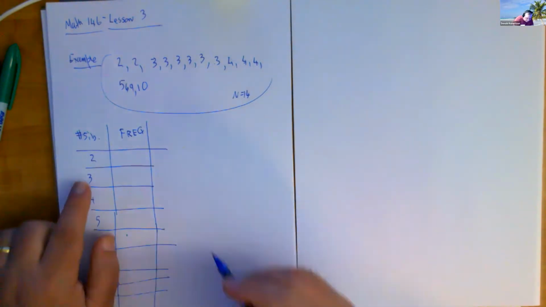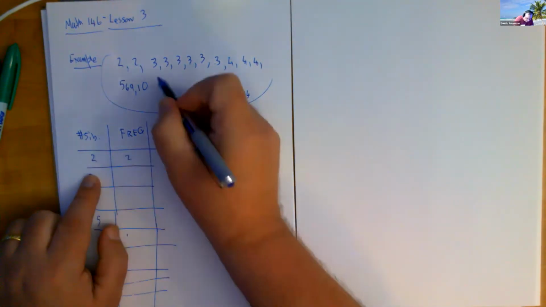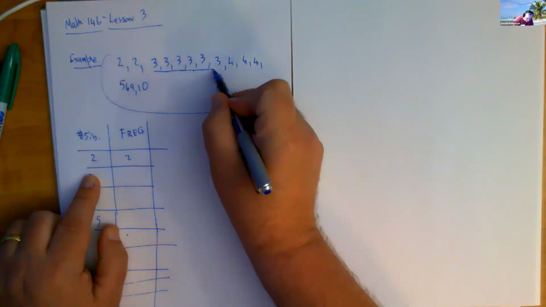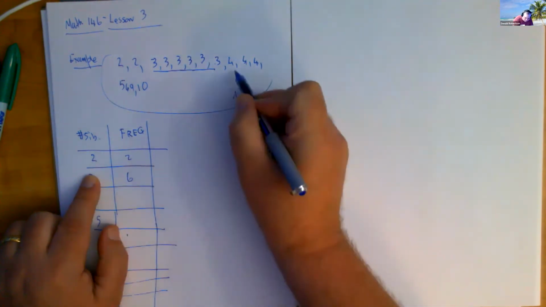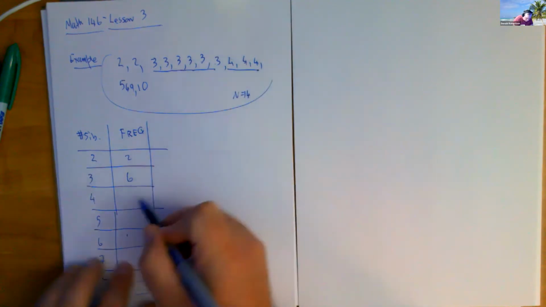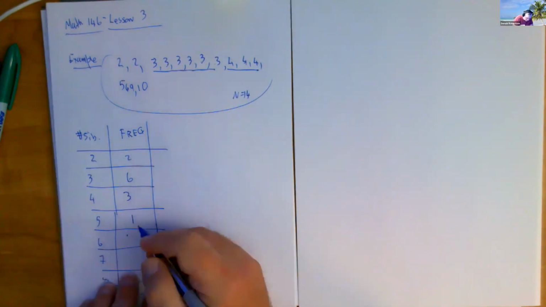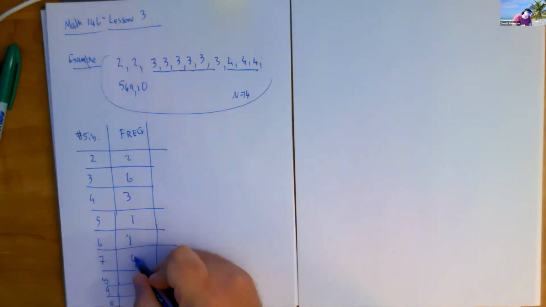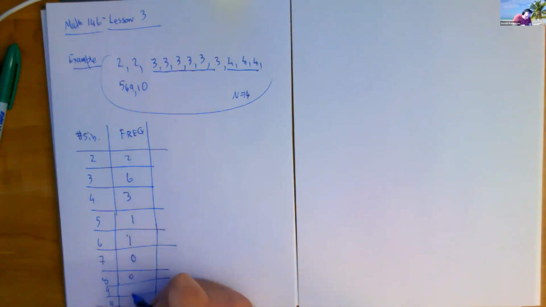So there's 1, 2 twos. There's 1, 2, 3, 4, 5, 6 threes. There's 1, 2, 3 fours. There's a 5. There's a 6. There's no 7s. There's no 8s. There's a 9, and there's a 10.